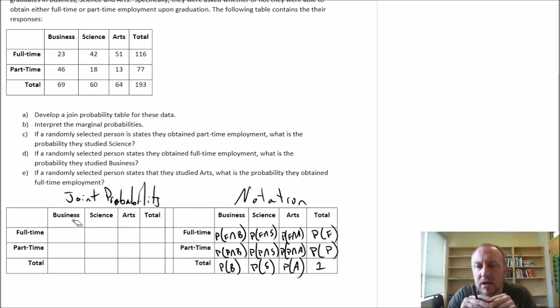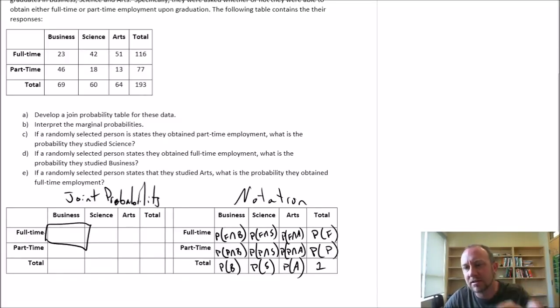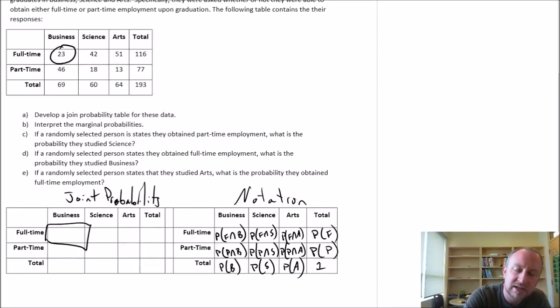So here we have all of our notations, and hopefully this will help when we put together our calculations for conditional probabilities, because we're going to need a few of these different entries. So let's go ahead now and calculate our joint probability. For the first one, the probability that a randomly selected graduate is a business student who obtained full-time employment, here I have 23 out of 193 students that meet that criteria.